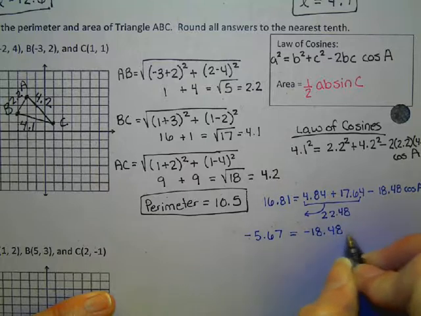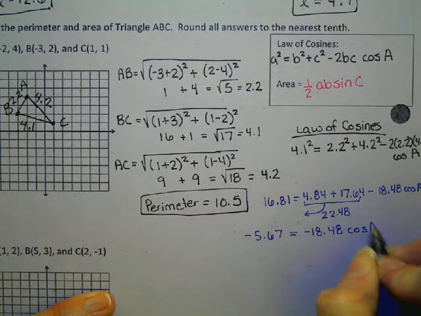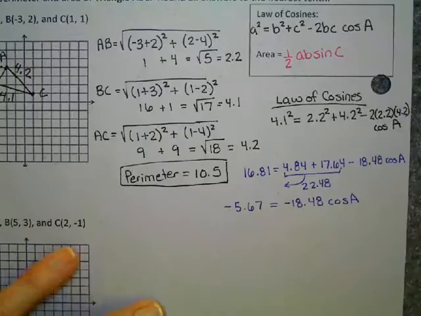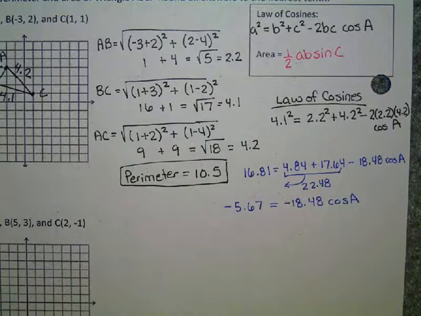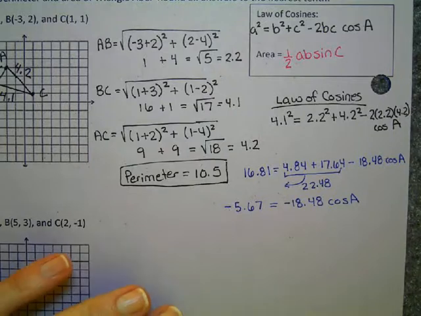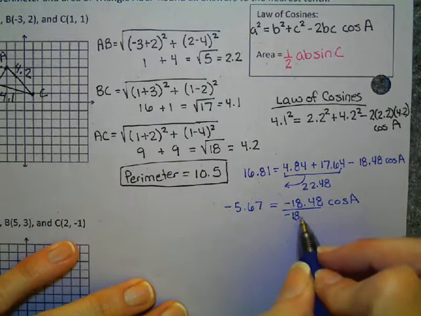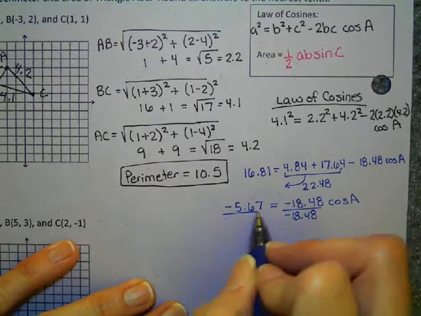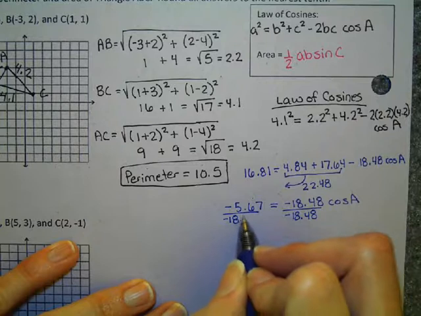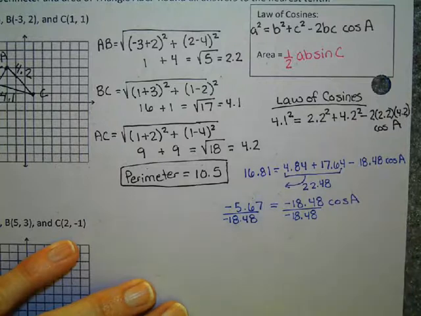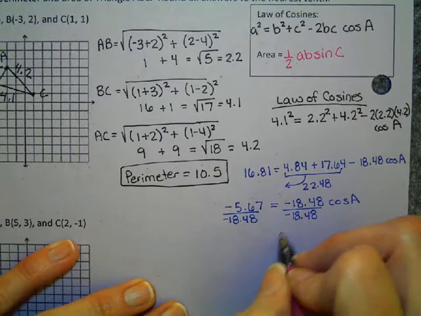And it was negative 5.67 equals negative 18.48 cosine A. To get the cosine by itself, or if you remember when you're looking for an angle, we have to use the inverse button. So the way you type that in your calculator, you're going to divide this to the other side.